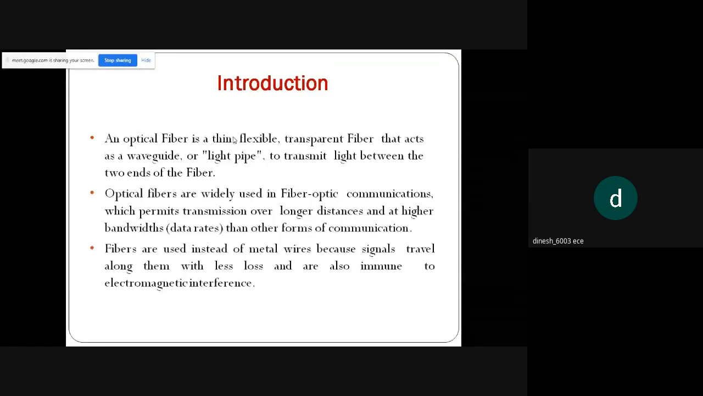The optical fiber cables will have lesser loss, and when we use electromagnetic wave radiation, the electromagnetic interference is also more. So when we use an optical fiber in the place of an electrical cable or wired cable, the electromagnetic interference which is occurring can be minimized. So this is the reason why we go for optical fibers.